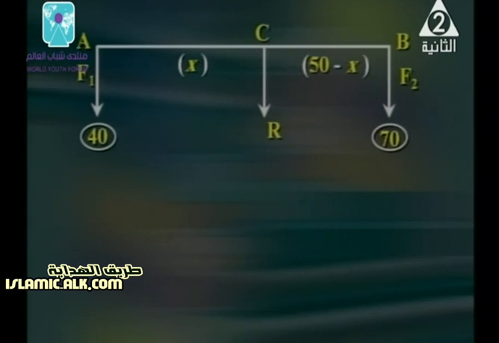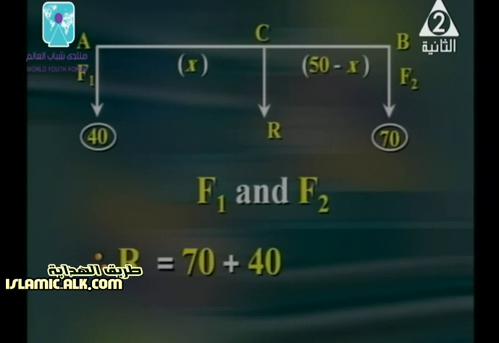Look at, dear student, we have two forces, F1 and F2. F1 equals 40, F2 equals 70. The two forces are acting in the same direction. Then R is the sum of the two forces and in the same direction. Dear student, AB equals 50 centimeter. Let C belong to AB and AC equals x. Then CB equals 50 minus x. The resultant of F1 and F2 in the same direction equals 70 plus 40 equals 110 Newton.